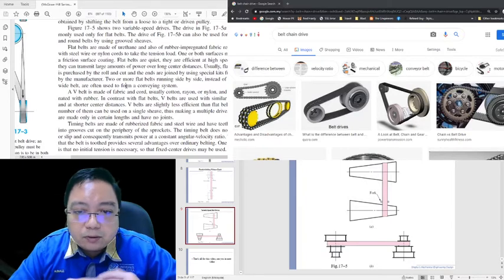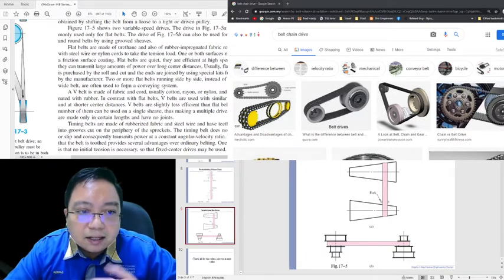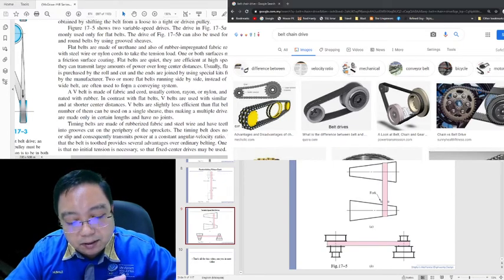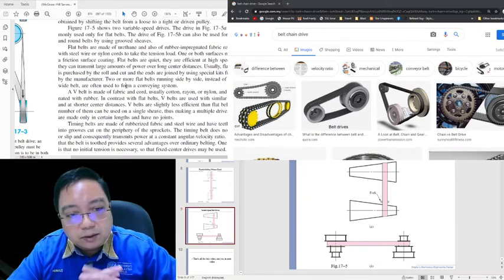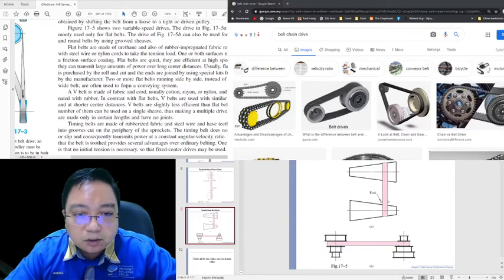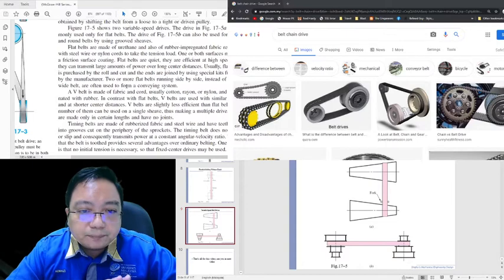When you purchase flat belting, it is purchased by roll and cut. For example, for men, you have your belt. When you go to the shop to buy belts, the shop will cut according to your waist size. So there is a belt.